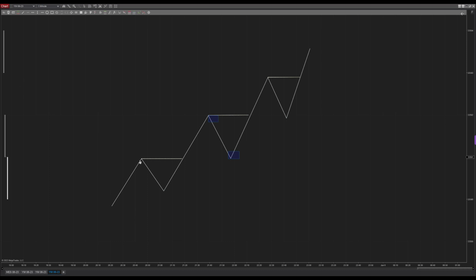So in theory, the idea is once we get a break of structure, the idea is not to chase the breakout. The break of structure sets us up for the retracement. We can anticipate that after a break of structure, there's likely to be a retrace. And then as we see it again.